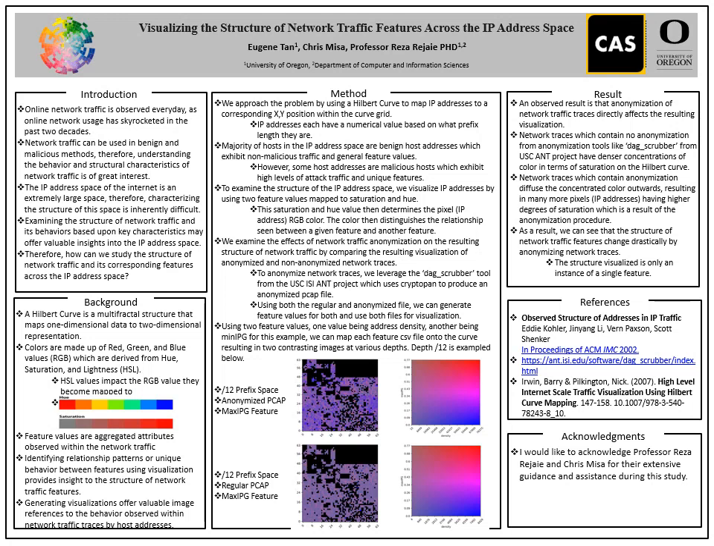So the primary method we take to approach solving this problem and this question is by using a Hilbert curve to map IP addresses to a corresponding XY position within the curve grid. This is done with the Hilbert curve because Hilbert curves have a specific property of data locality. Therefore, IP addresses that are very similar in numerical value, so IP addresses that are in the same subnet or have a similar prefix, will be mapped to a closer location. As a result, the Hilbert curve preserves data locality, which is a unique property that we utilize here to visualize the entire IP address space.